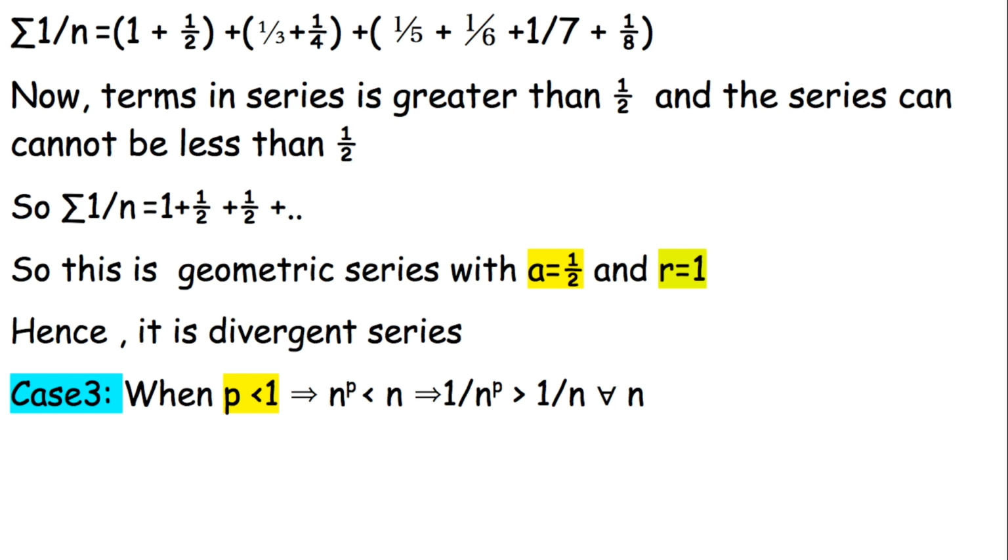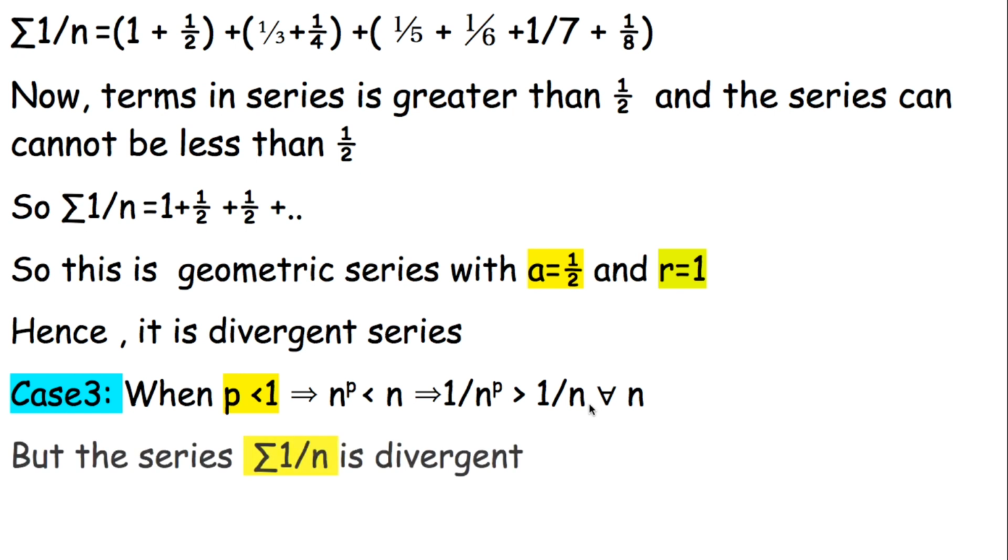So now when p is less than 1, n raised to power p is less than n. We know that if p is less than 1, then n raised to power p should also be less than n. Now 1 upon n raised to power p will be greater than 1 upon n. So by using our inequality rules, we will get this for all values of n.